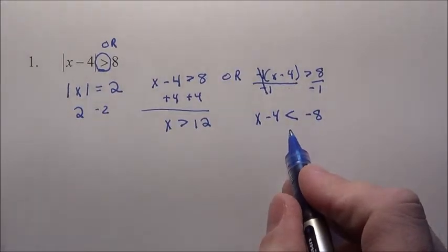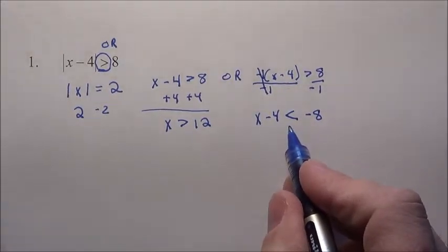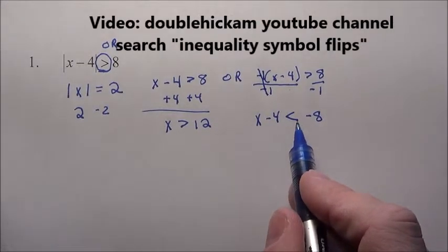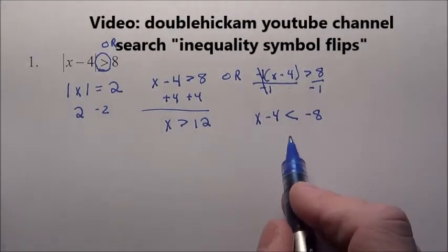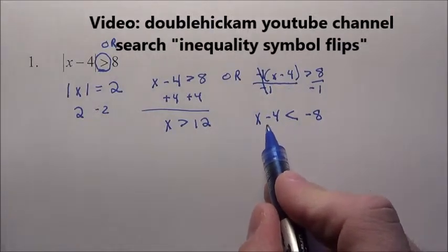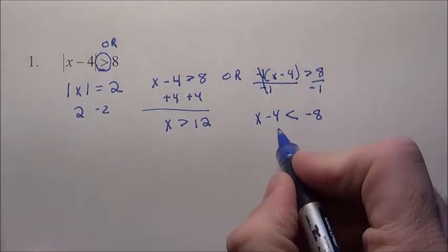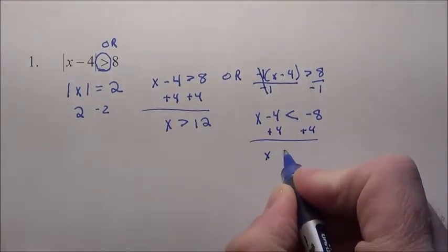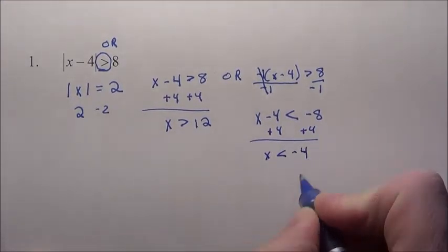You can go look at the video of why the sign flips if you want that. We've explained it a couple times in class. So if you need that video, go back and see it. I'll put a link right here in this video. So x minus 4 is less than negative 8. Just solve this. Let's add 4, x less than negative 4.